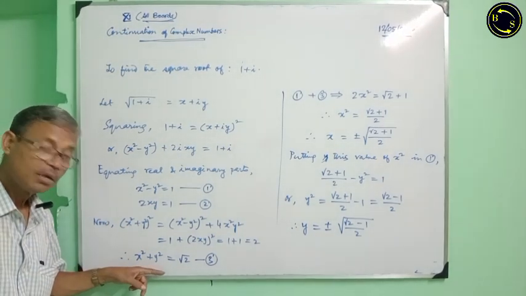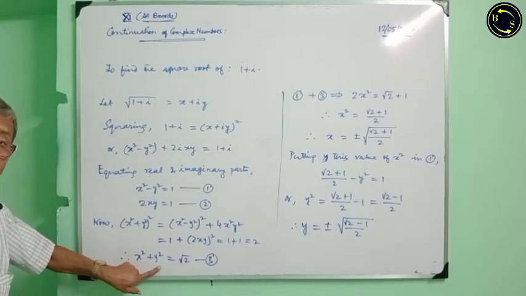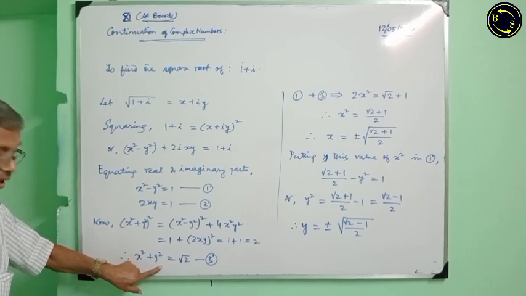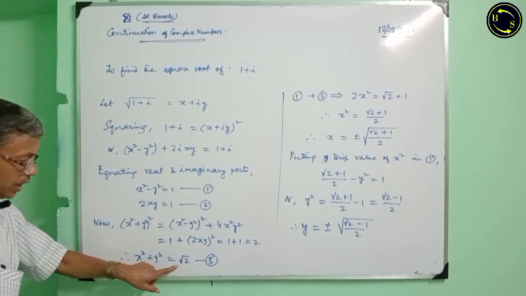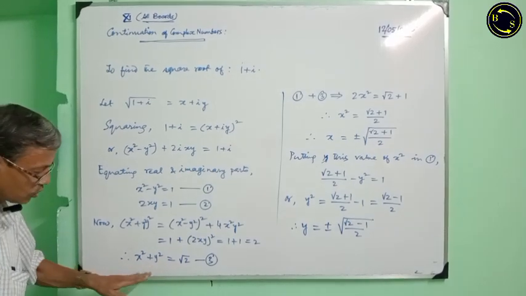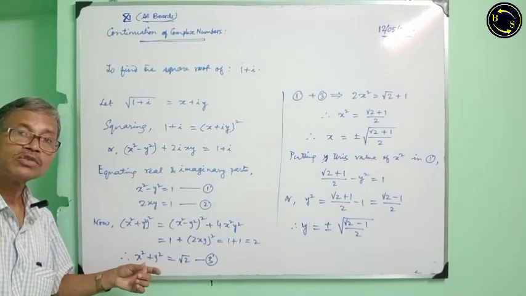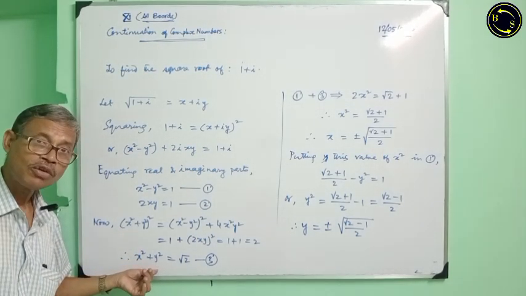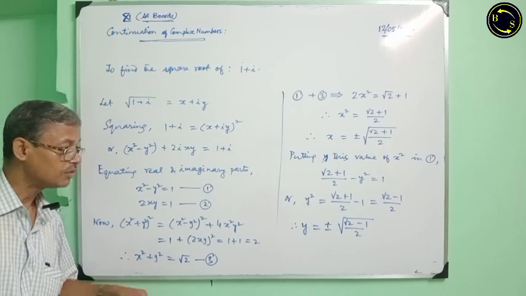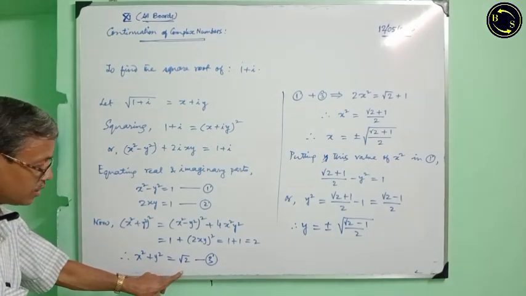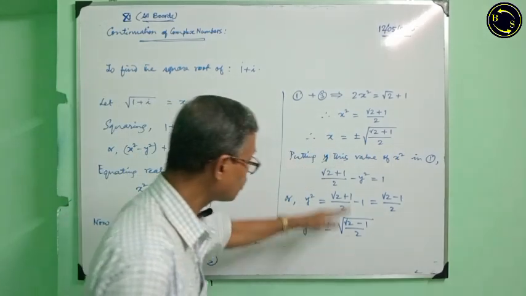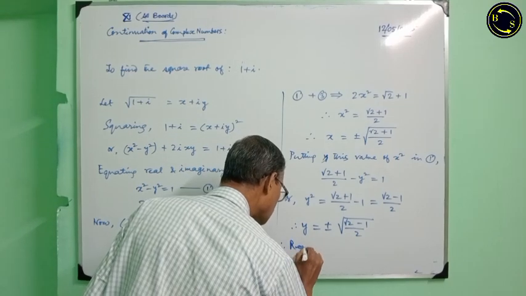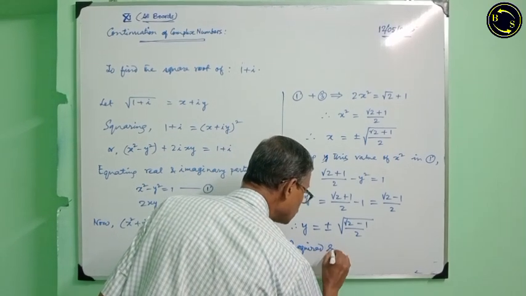Another thing I mention here, x square plus y square, x, y are real, therefore the sum of two squares cannot be negative. That is why minus root 2 is to be rejected. Note this one, x square plus y square, that means sum of two positive numbers or non-negative numbers, that cannot be negative. That is why the minus sign is rejected here. Thus, we have got the values of x and y. Therefore, required square roots.